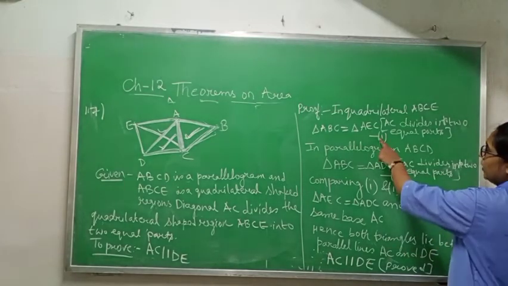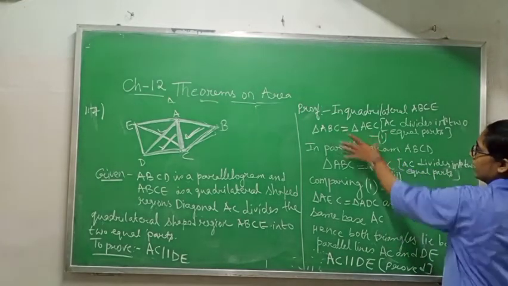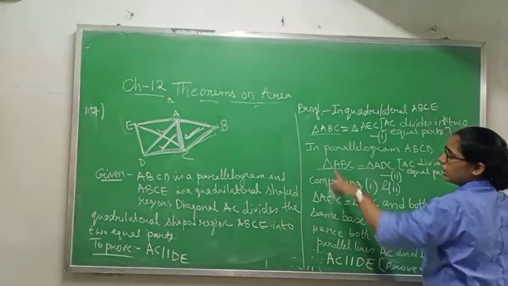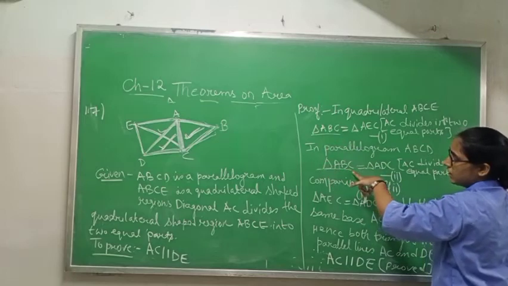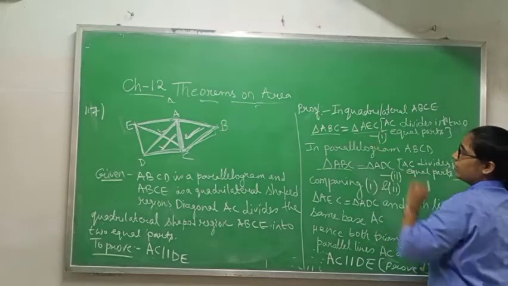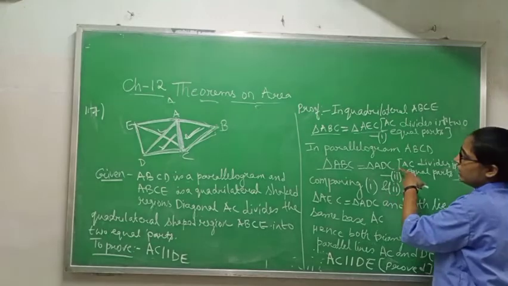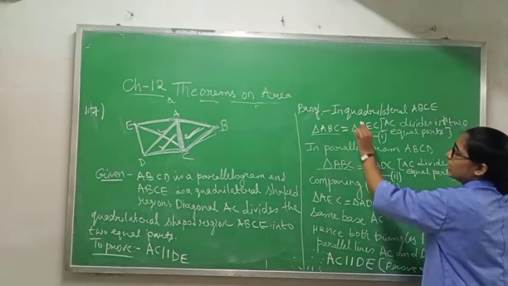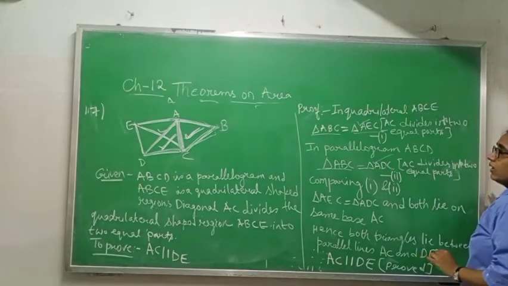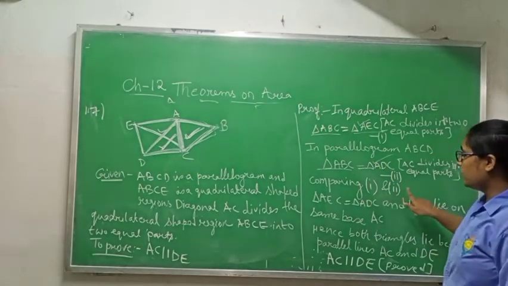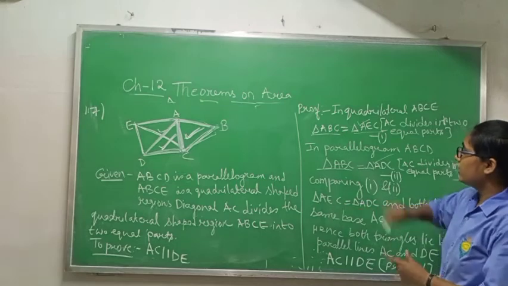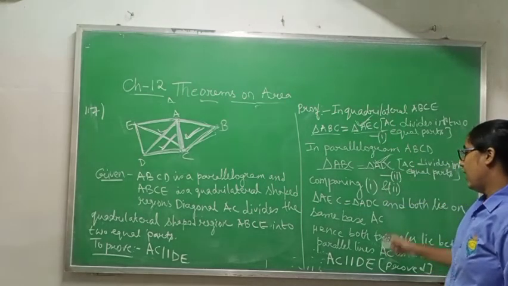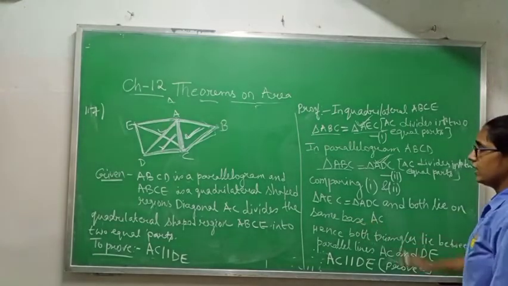Okay. Now comparing 1 and 2, I am naming this one 1 and this one 2. When you compare, you can see in the LHS you have the same thing, triangle ABC. But in the RHS we have triangle AEC and triangle ADC. It means that when the LHS are equal, then you can say the RHS is also equal. That is why we write, comparing 1 and 2, triangle AEC is equal to triangle ADC, and both lie on the same base AC.